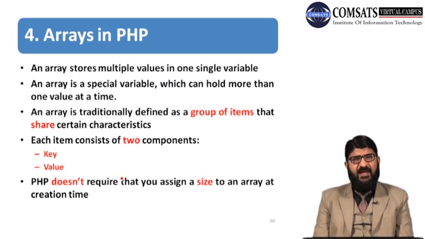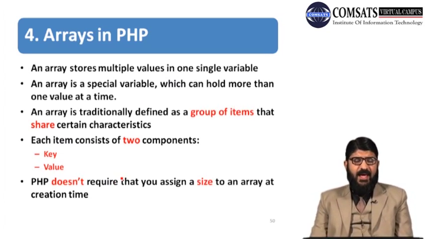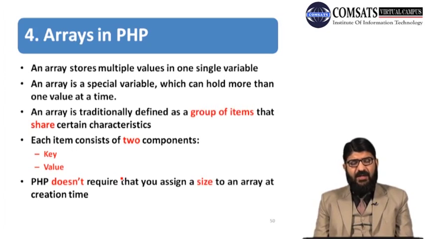Let's see the concept of arrays in PHP. An array is basically a data structure that stores multiple values in one single variable. An array is a special type of variable which can hold more than one value at a time. Normally an array is defined as a group of items that can share multiple characteristics. Always remember, an array consists of two components, key and value, and PHP does not require you to assign a size to an array at creation time.